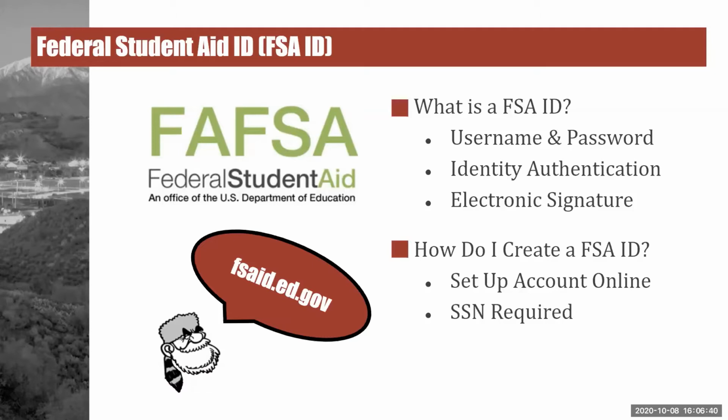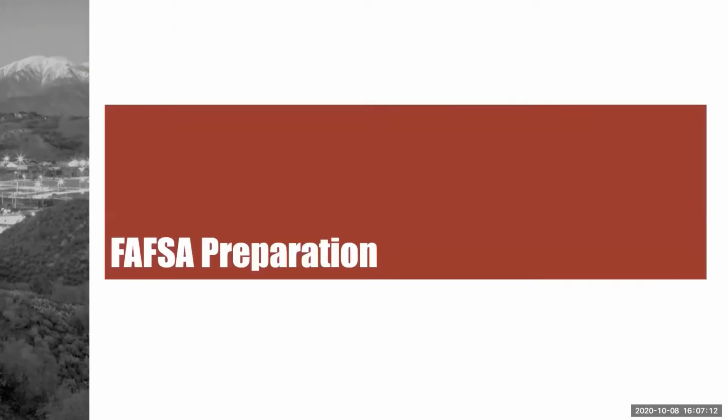The FSA ID is created online through the following Federal Student Aid webpage, fsaid.ed.gov. Please note you will need a Social Security number, or SSN, in order to create the FSA ID. All students completing the online FAFSA application will need to create an FSA ID. Additionally, at least one parent of a dependent student will need to create an FSA ID if the parent wishes to sign the application electronically. We will discuss alternative parent signature options during the FAFSA simulation.